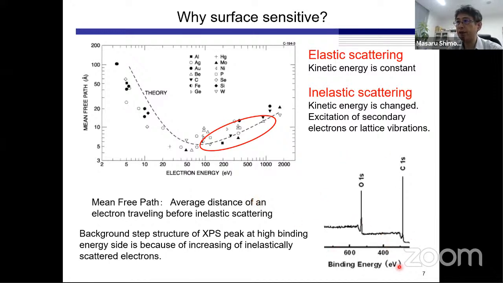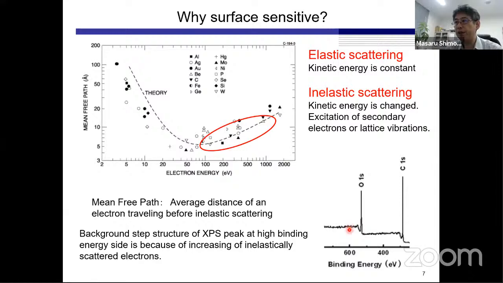And look at this figure. This is a part of an XPS spectrum. For example, this one is the O1s peak, and the carbon 1s peak is here. And if we see the XPS peak, after each peak, it becomes like a step. There's a peak and a step, and a peak and step. So the background changes. This is the background step structure of the XPS peak at the high binding energy side. The peak is here and this is the high binding energy side. This is because of the increase of inelastically scattered electrons.